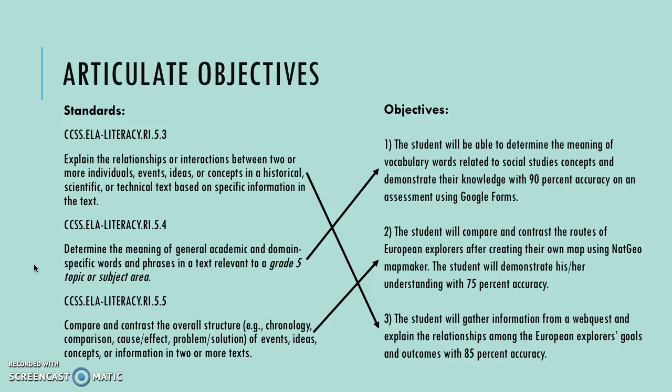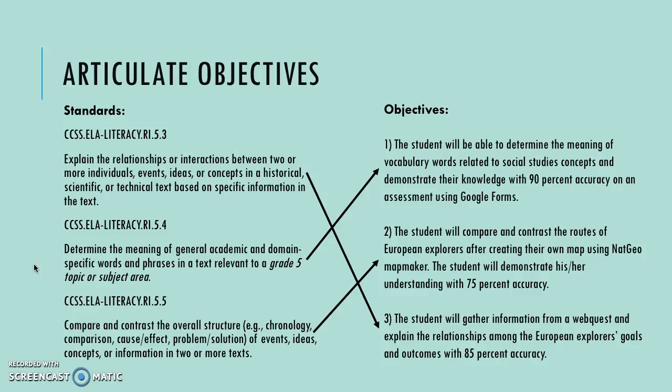On this screen, you will see the standards and the objectives that will be the focus of the unit. The arrows show the correlation between the standards and the objectives that they follow. So on the left-hand side, the first standard is explaining relationships among individuals and events, and this will be focusing on the European explorers. So students will gather this information using a web quest.